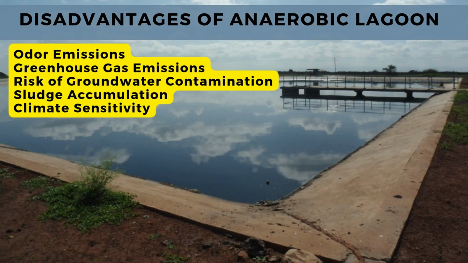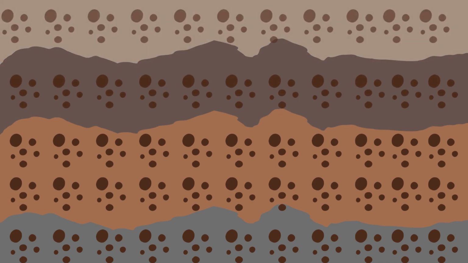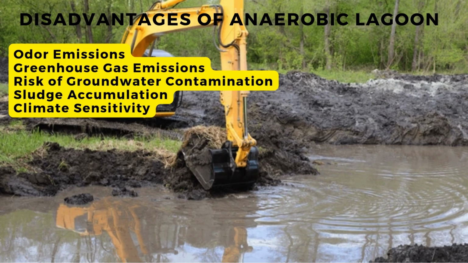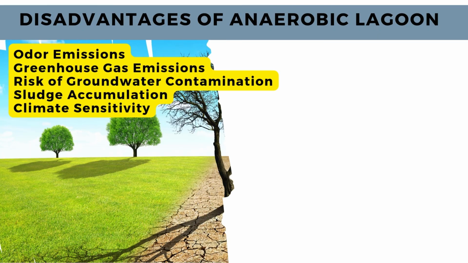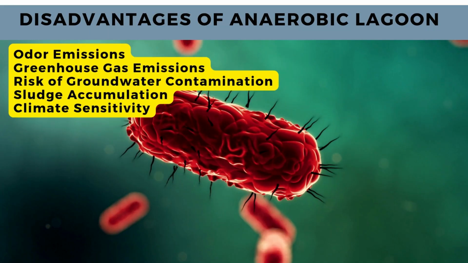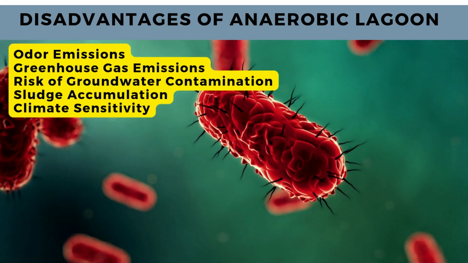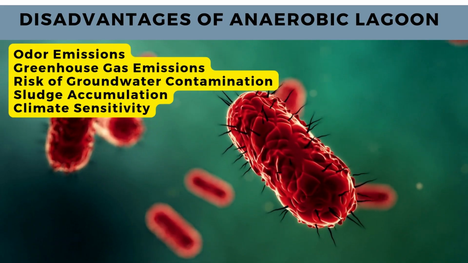Also, it has a problem with sludge accumulation. Over time, sludge builds up at the lagoon's bottom, reducing capacity and necessitating costly removal and disposal. Lastly, it is climate sensitive. Anaerobic processes are sensitive to temperature. Low temperatures can slow down microbial activity, reducing treatment efficiency, which can be problematic in colder climates.